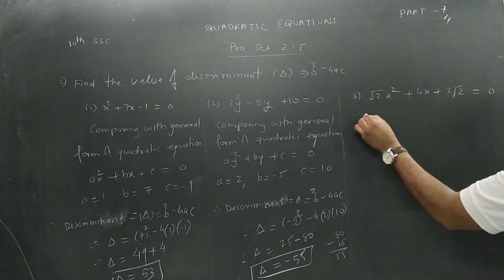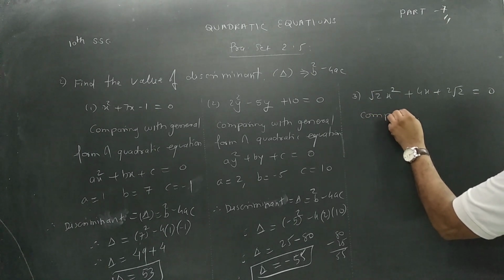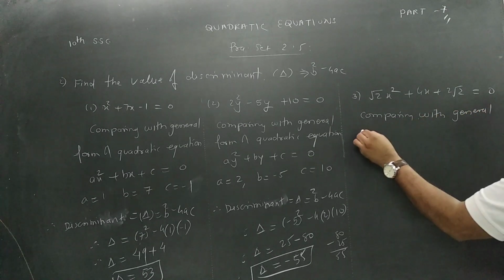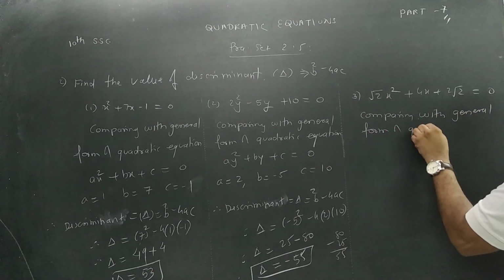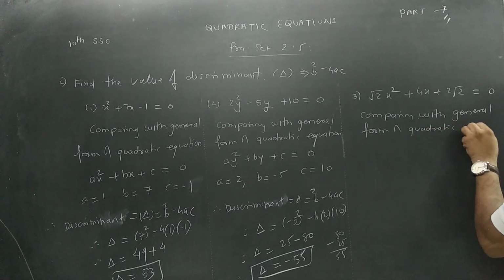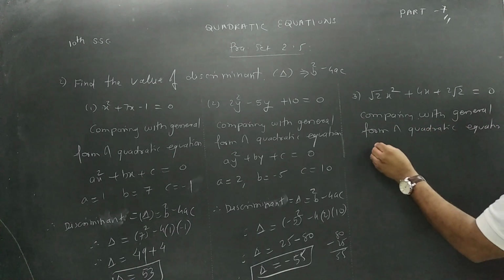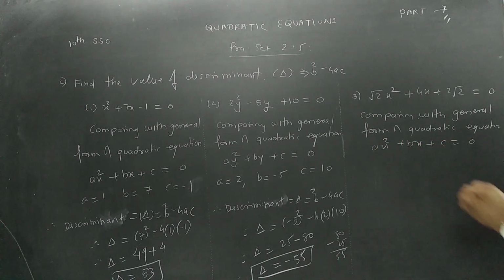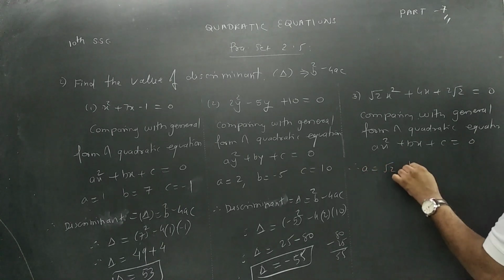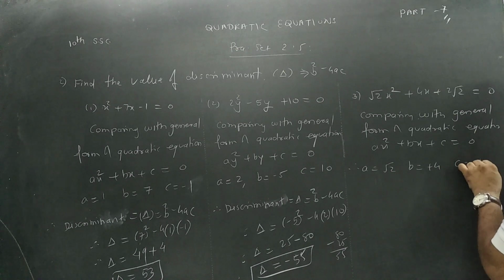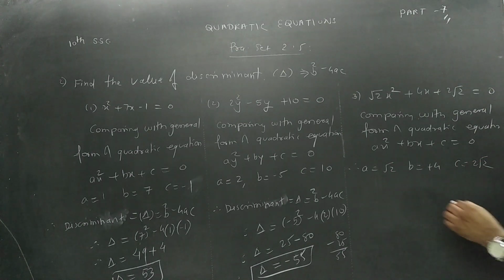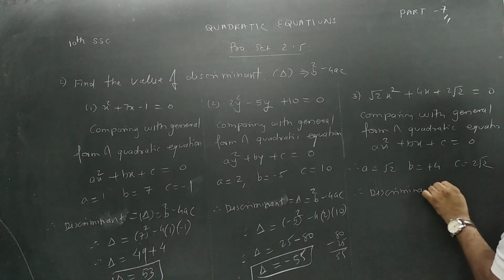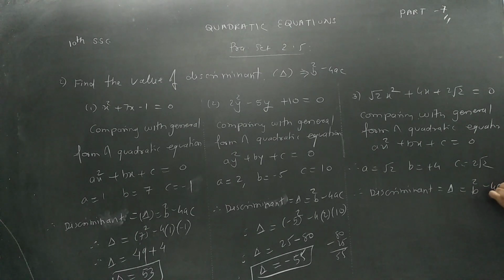Now third question, comparing with the general form of the quadratic equation, ax² + bx + c = 0. Therefore, the value of a is root 2, b is 4 and c is 2 root 2. Then what are we going to write? Therefore, discriminant, that is delta, is equal to b² - 4ac.